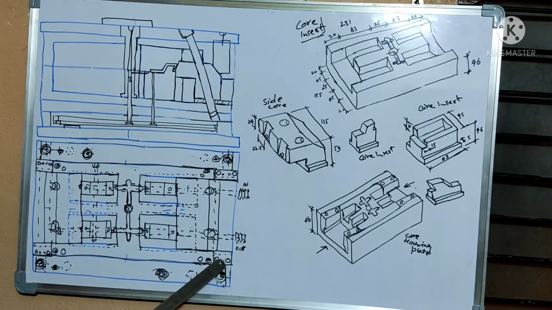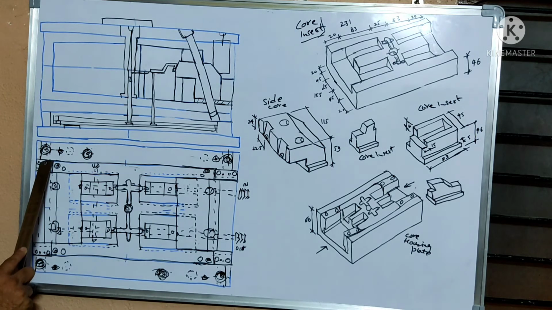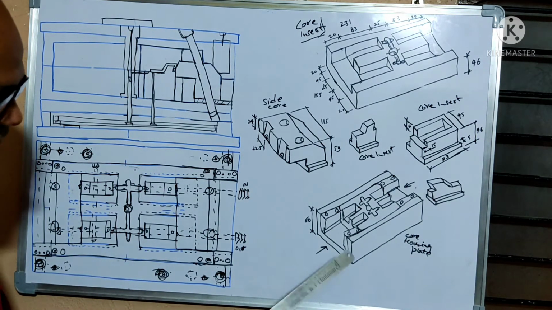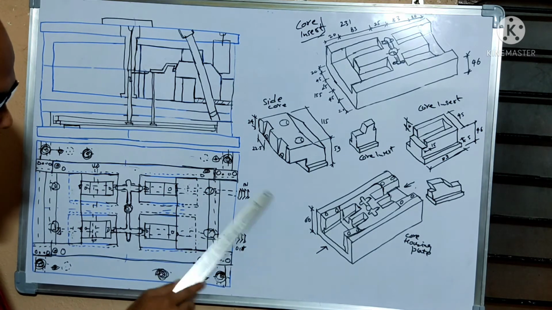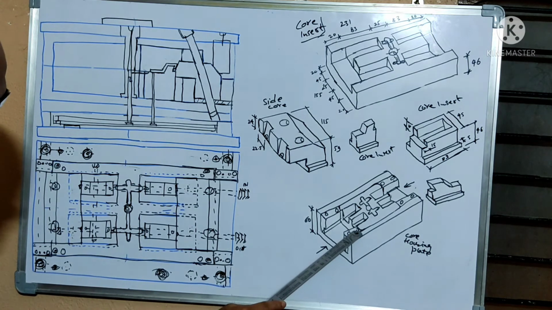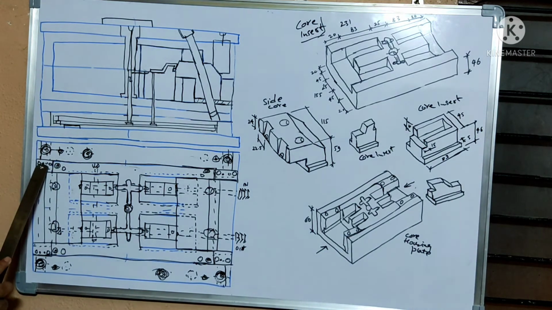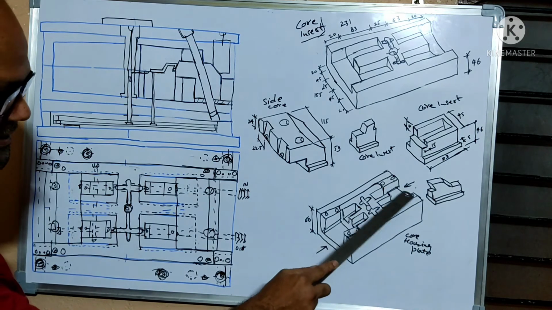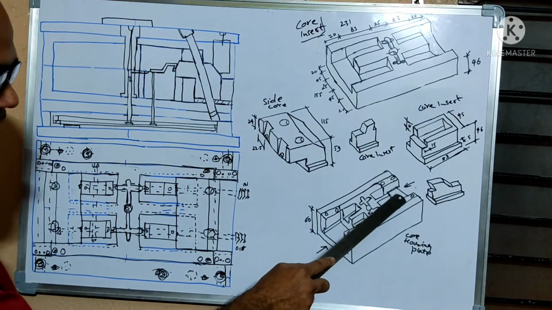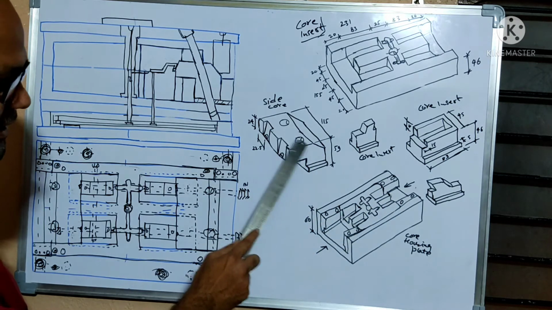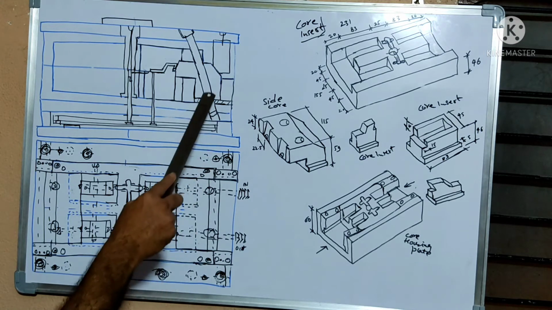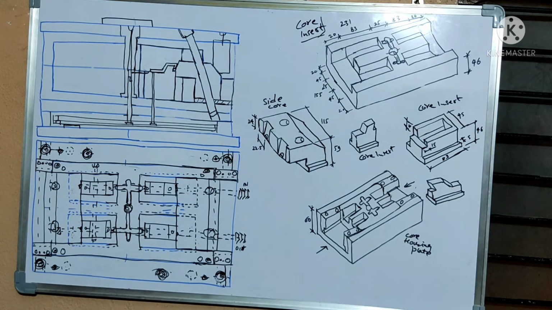1, 2, 3, 4. 4 guides are placed. This you will see in this isometric view. This one is the guide, and this is a guide, and this one is the guide, and this one and this one are placed in this isometric view. By using the guides, the side core's movement is easily given by the actuation of the finger cam.